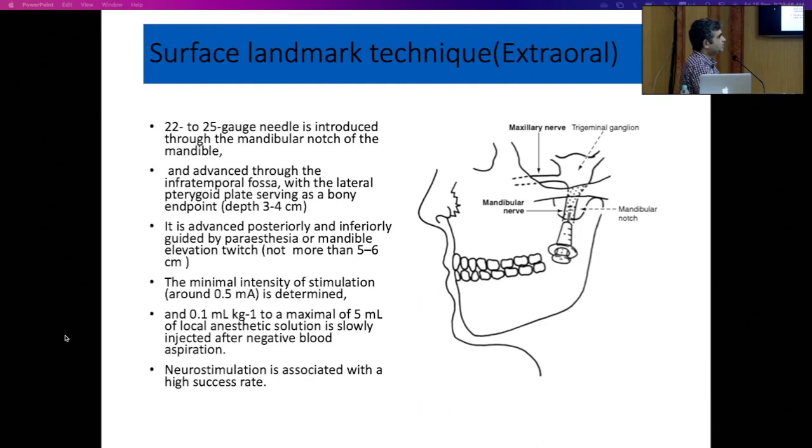Then we see the paresthesia, or we can see the mandibular elevation twitch. The minimal intensity of the stimulation may be around 0.2 to 0.5 milliampere. Then 5 ml of local anesthetic is injected. If you are using a neurolytic, again 1 to 1.5 ml. Neurostimulation is associated with a high success rate. When we give a motor twitch, there will be twitching of the mandible.